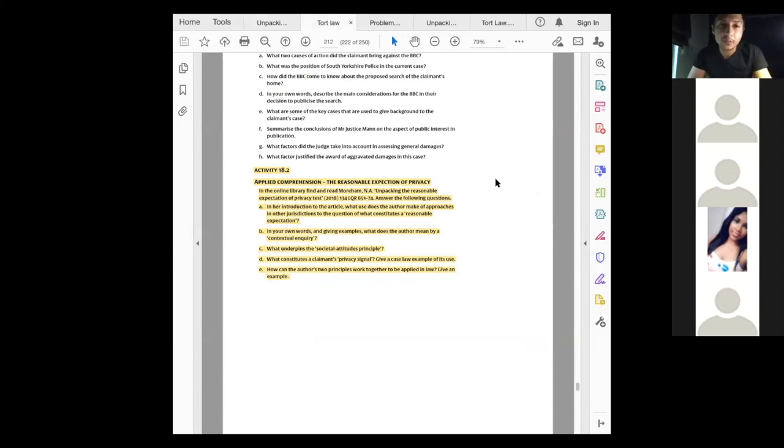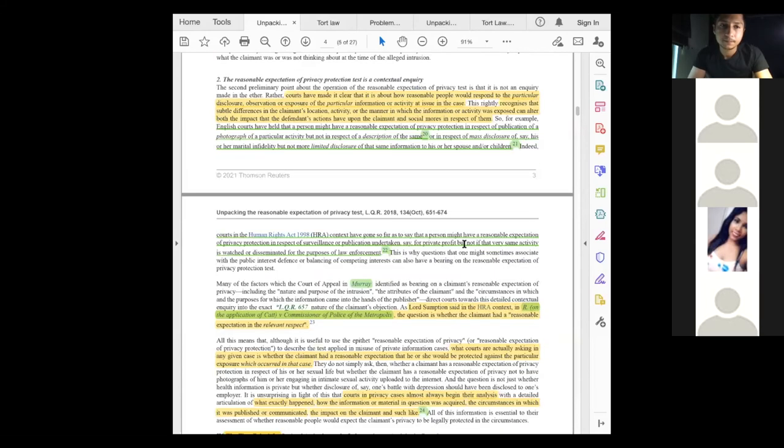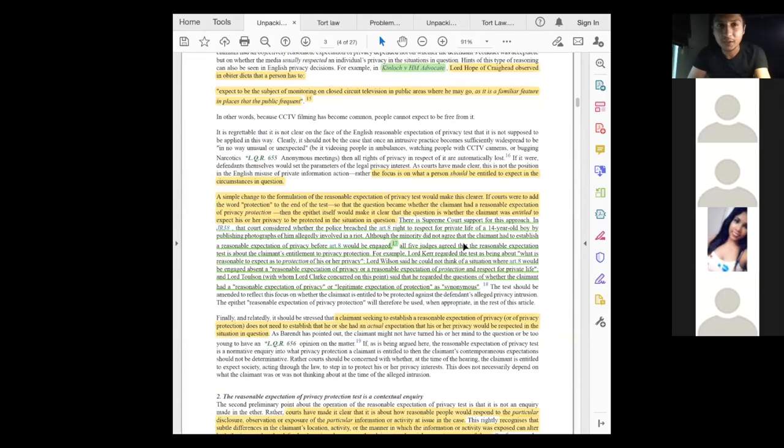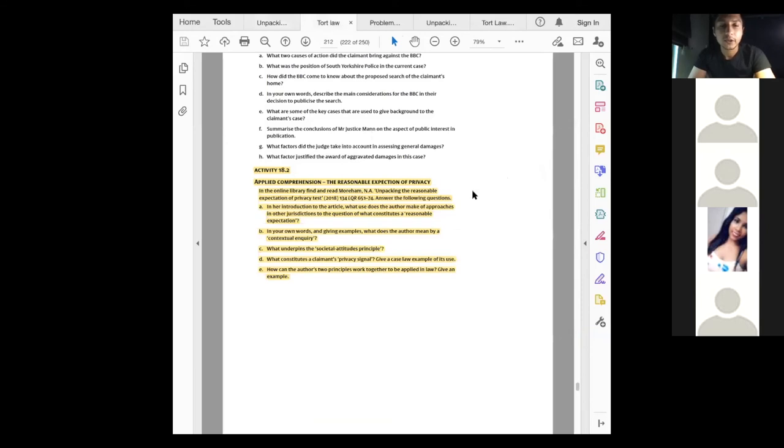In your own words and giving examples, what does the author mean by contextual inquiry? So, this is a very simple question. Can anybody answer? The starting point is the Murray factors. Which factors? Murray, M-U-R-R-A-Y, the case of Murray. Yeah, the Murray factors. Yeah, the location and the activity in question, those factors. Yeah, that's correct. That's from the Murray case.